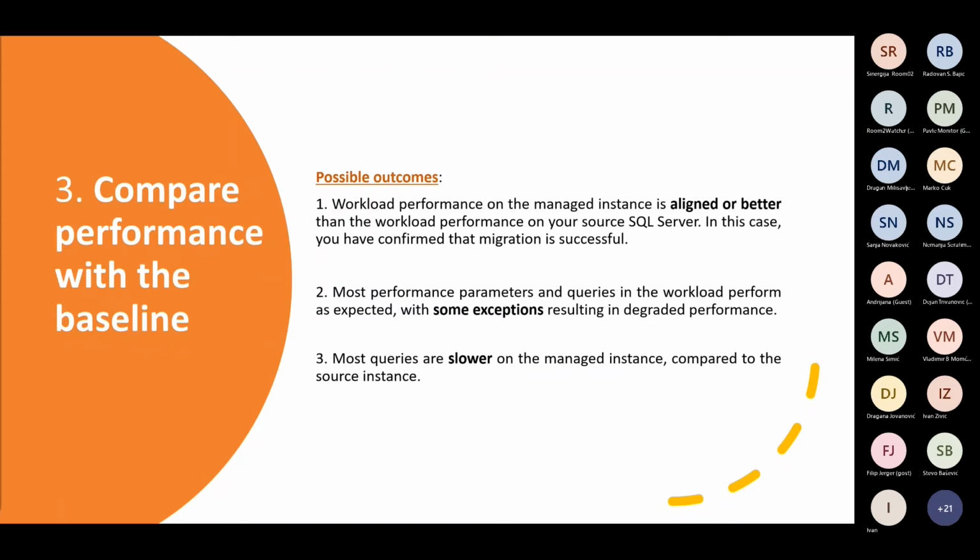The second possible outcome is that most performance parameters and queries in the workload perform as expected, with some exceptions resulting in degraded performance. While the third outcome, you may get that most of the queries are slower on the target instance. So the second and third cases require some further actions and investigations, as well as different approaches. So we'll discuss them in the following slides.